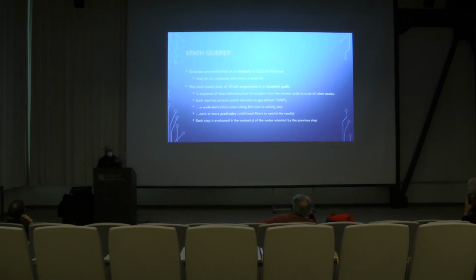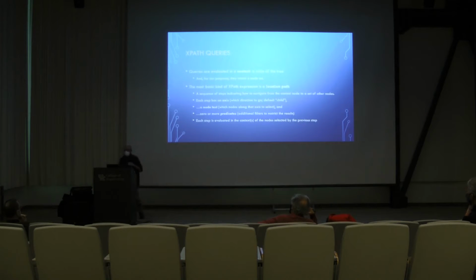Those steps have, and I'll show an example on the next slide, three components. An axis, which is telling you how to navigate. Am I going down the tree? Am I going up the tree? Am I going from sibling to sibling? A node test, which says, well, okay, of the things that are my children, or are my ancestors, or are my siblings, which ones do I actually care about?